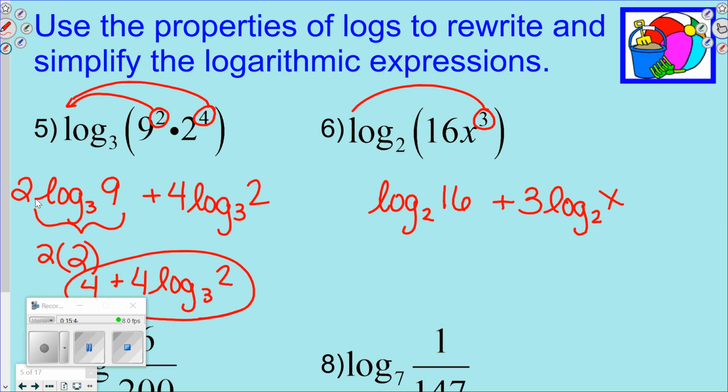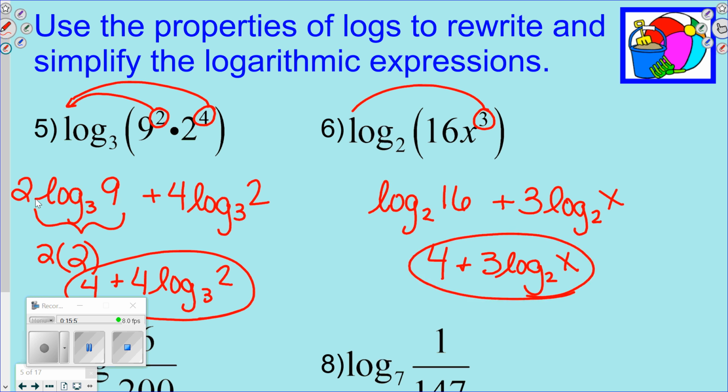2 to what power is 16? It's 4. 2 to what power equals x? Again, if I see an exponent, I don't have to worry about it. If you forget to write that little base number, is that okay? No, that's wrong. Because if I don't see a base, I assume it's what? 10. Yeah.